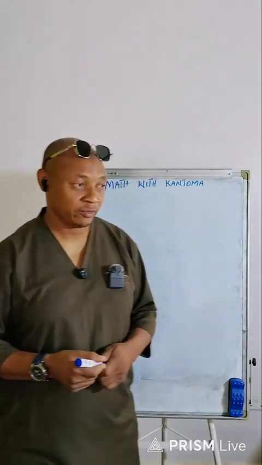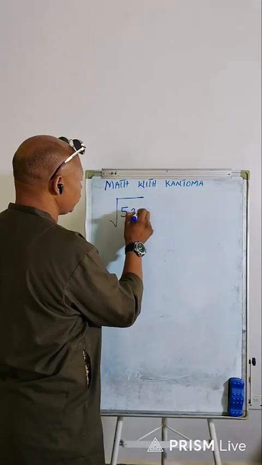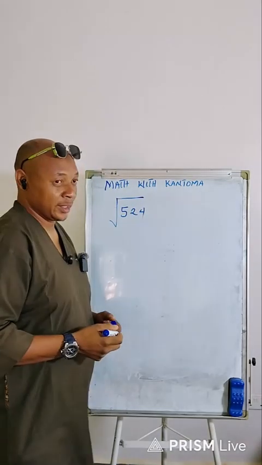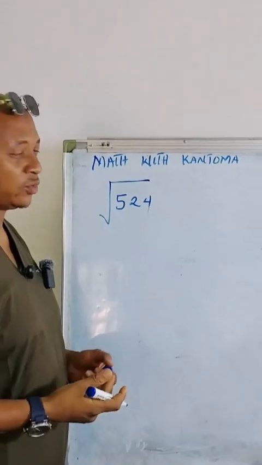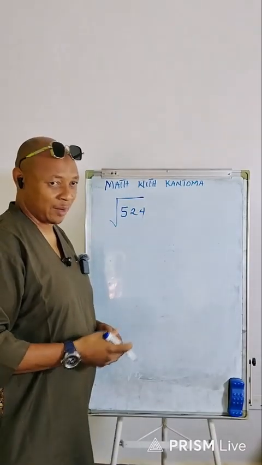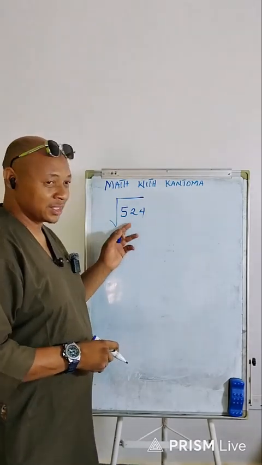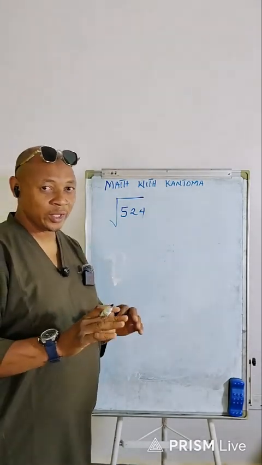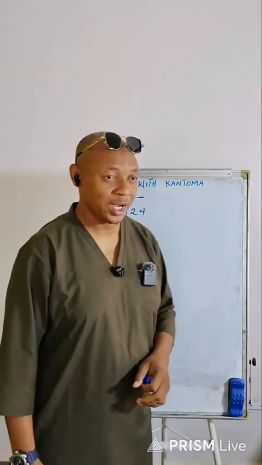For example, if I want to find the square root of 524, somebody will be confused here. How can I find the square root of 524 without the use of a calculator? I must use a calculator to find this. But do not panic. In today's lesson, I will be showing you an easy way to find the square root of these values without the use of a calculator.